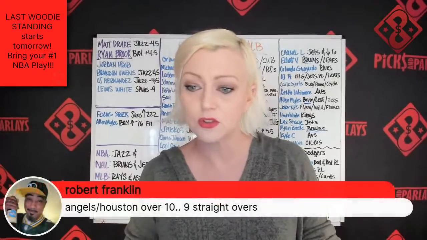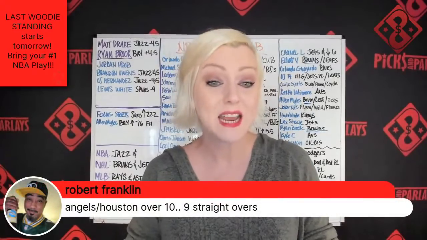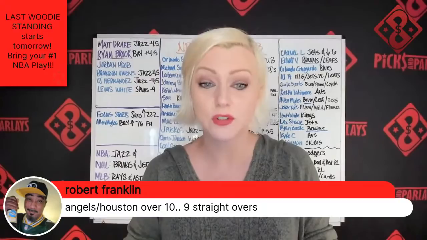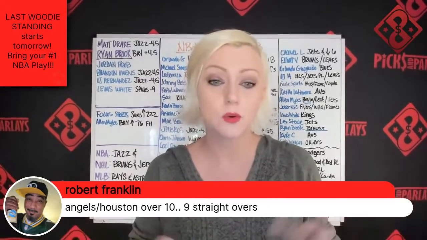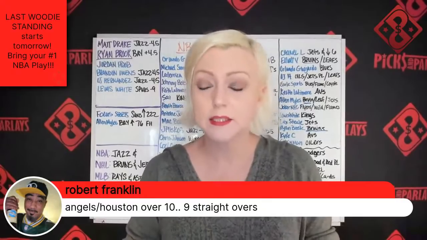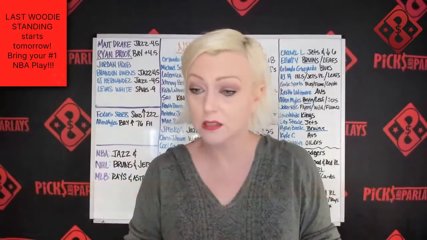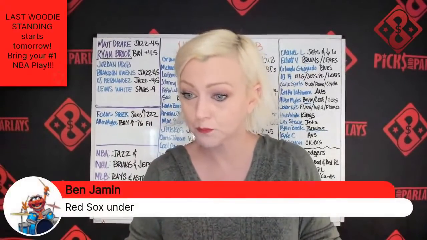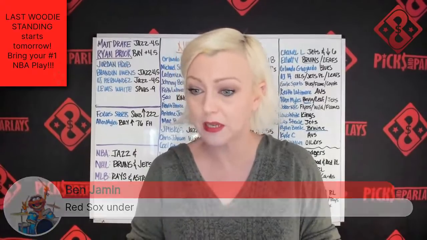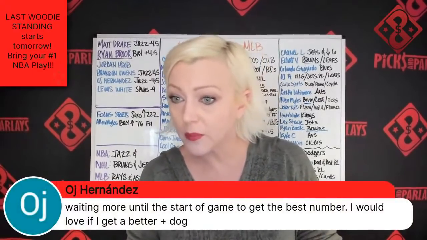Robert says Angels in Houston 9 straight overs, going over 10. That's not a bad gig. So I like the Rays, and the Red Sox are not a good team. And teams like the Rays, when you're in that kind of division, playing teams like the Orioles and the Red Sox, you got to beat them, because you're eventually going to face teams like the Yankees that won't be so easy to come by. Ben says that Red Sox to go under. Waiting on the start of the game to get the best number. You would love if you got a better number. Yeah.